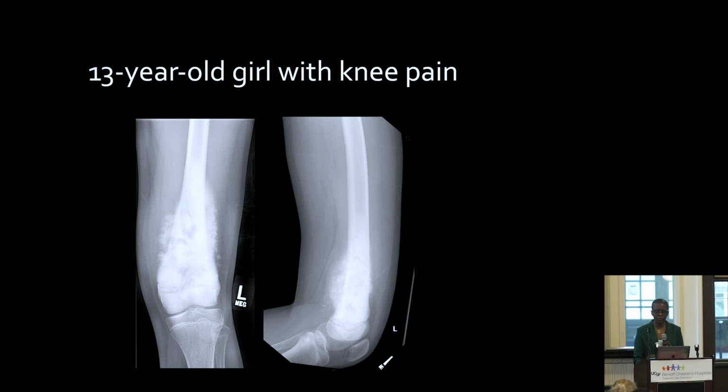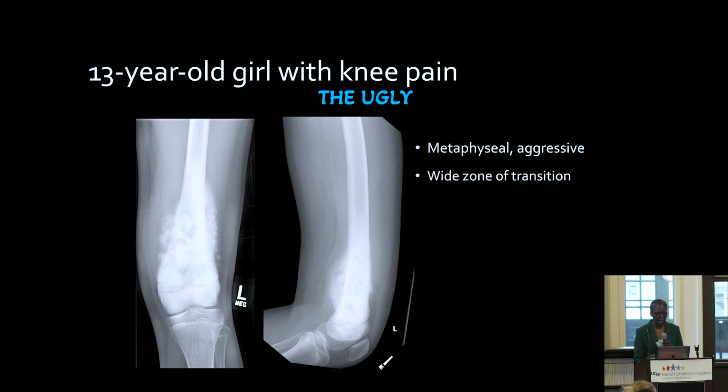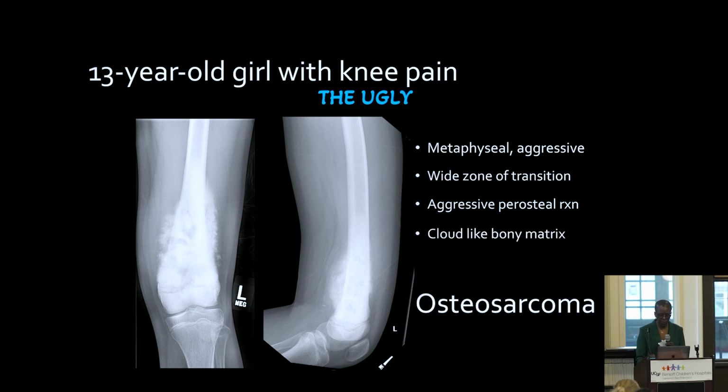So here's another 13-year-old girl that comes in with knee pain. Okay, so here's the ugly. You have this aggressive lesion that's centered in the metaphysis. It has a wide zone of transition, which means that we can't really draw a line around the border. There's aggressive periosteal reaction, and there's this cloud-like bony matrix. And so this is an osteosarcoma.